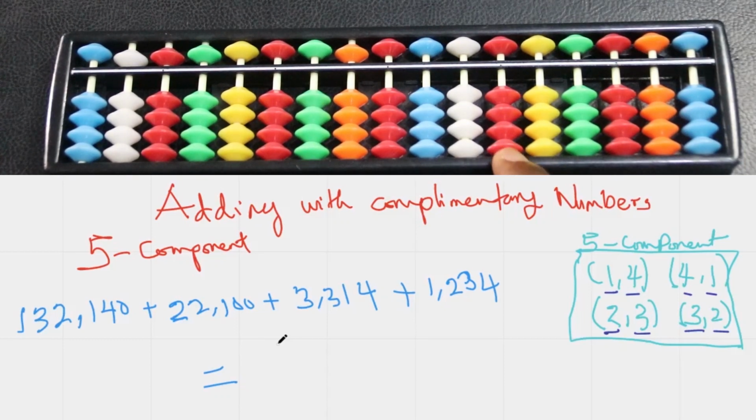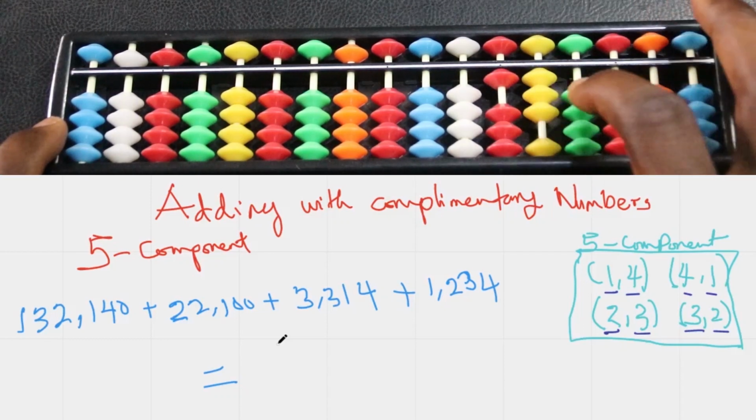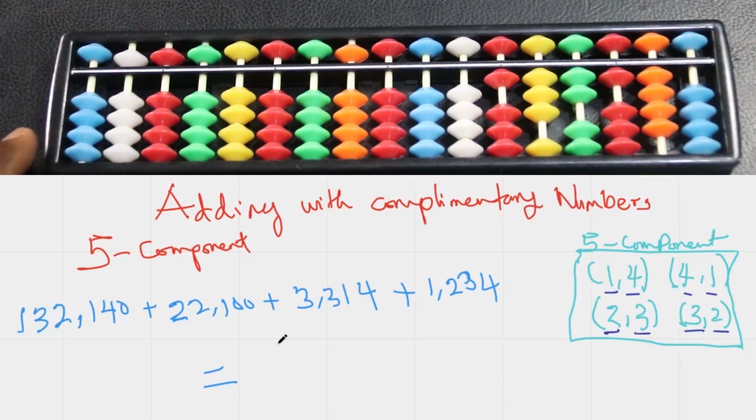The red bead here. 1, 2, 3, 4, 5, 6. I'm working on the red bead. Then I work it down like that. 132140. You see, counting has become more interesting and easy.